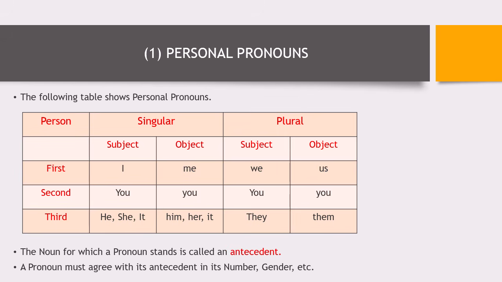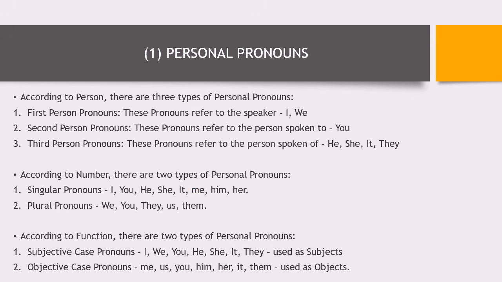Personal pronouns. The table shows personal pronouns in the singular and plural form, used as subject and object, and also usage in first, second, and third person. According to person, there are 3 types of personal pronouns. First person pronouns. These pronouns refer to the speaker, I, we. Second person pronouns. These pronouns refer to the person spoken to, you. Third person pronouns. These pronouns refer to the person spoken of, he, she, it, they.